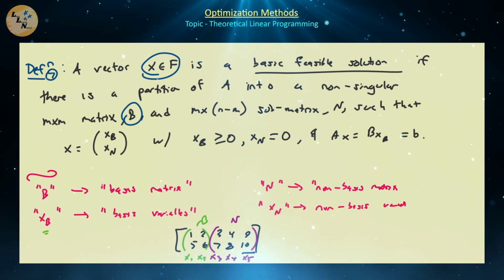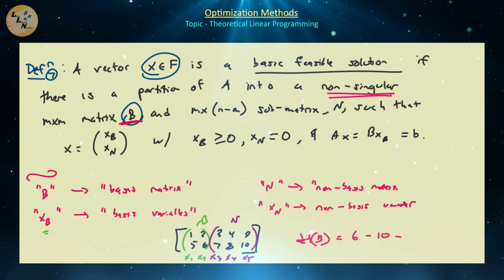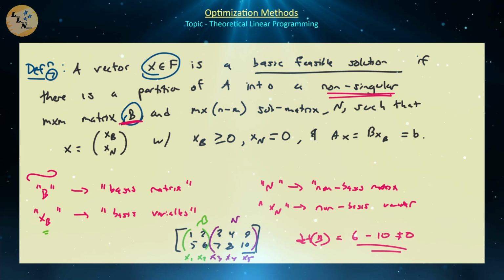These are our non-basis variables. And it's very important that this matrix B, which we've constructed, is non-singular. That is, the determinant of that matrix B cannot be equal to 0. So if we look at the determinant of the matrix that we have here, that's going to be 6 times 1, which is 6, minus 10, which is not equal to 0. That means that is a valid basis matrix which we can select.